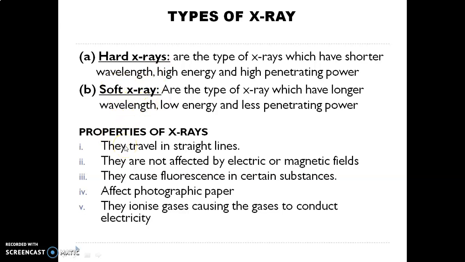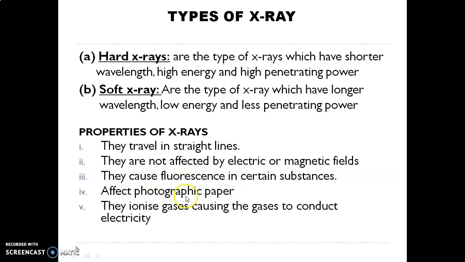Properties of X-ray: we have a lot of properties here. Some of them: they travel in a straight line, and they are not affected by electric or magnetic fields because X-rays have no charge. It means they have no effect in either electric or magnetic field. They cause fluorescence in certain substances. Once it hits a certain fluorescent material, that material tends to glow.